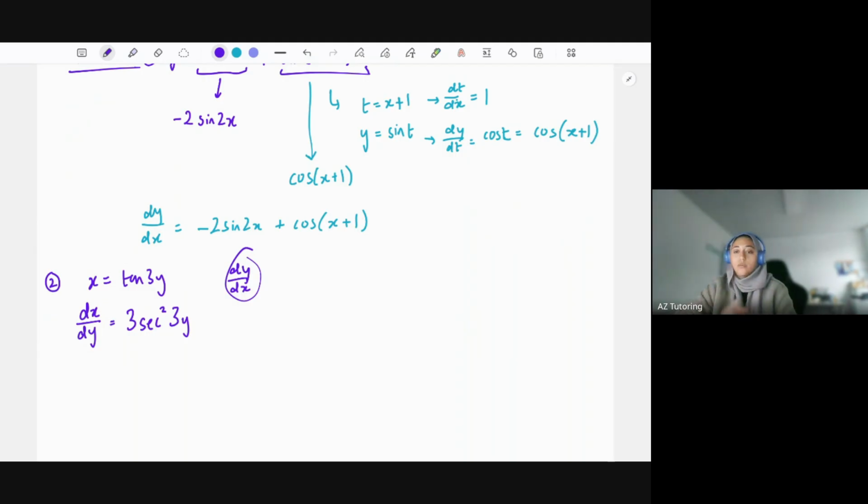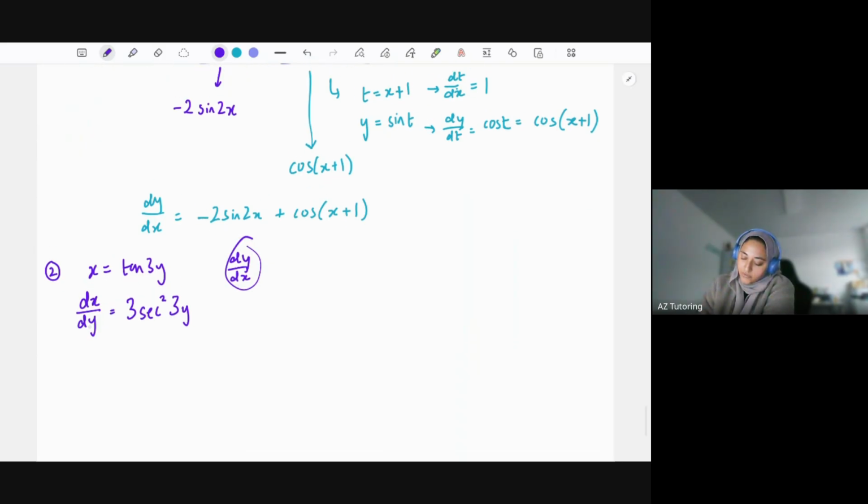One thing I also want to mention: whenever you're working with any trigonometry in terms of calculus, differentiation or integration, you have to have your calculator in radians, not in degrees. Otherwise, when you start finding them at certain points, you'll get the wrong answer. So remember, always calculate in radians for differentiation and integration. Okay, so we found dx over dy, but we want dy over dx, so we need to do 1 divided by dx over dy to find it. So dy over dx equals 1 divided by this, which is just 1 over 3 sec squared 3y.